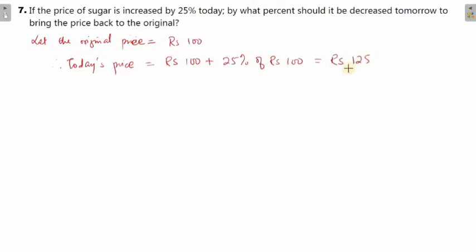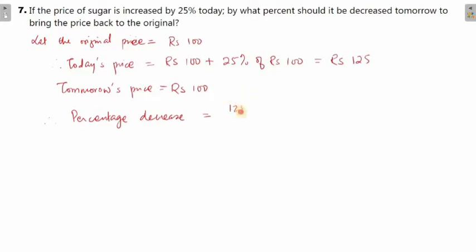Now you want to decrease this, right? So tomorrow's price has to be the original one, because you want to decrease and get back to the original one, right? So tomorrow's price is going to be rupees 100 again. Therefore, percentage decrease. First, by how much does it have to be decreased? From 125 you are going to 100, right? So it is decreased by 25.